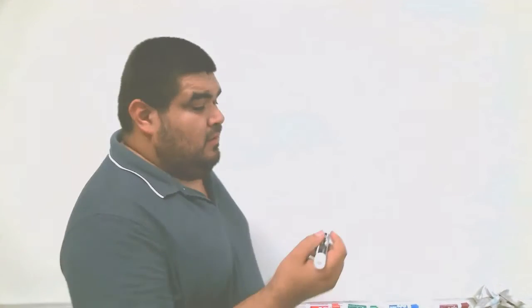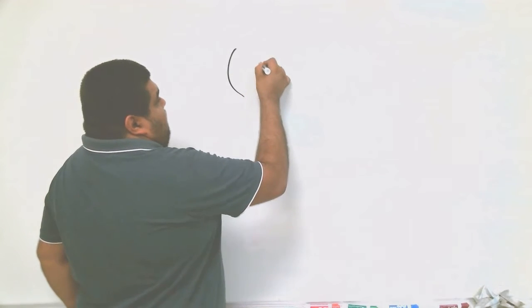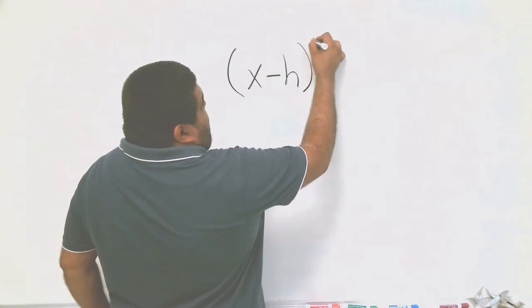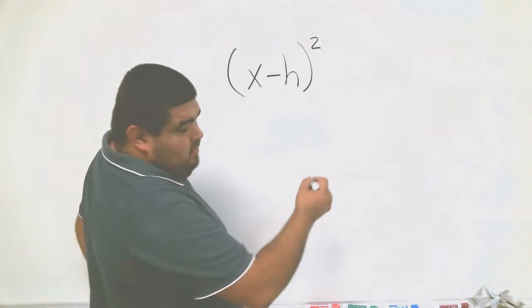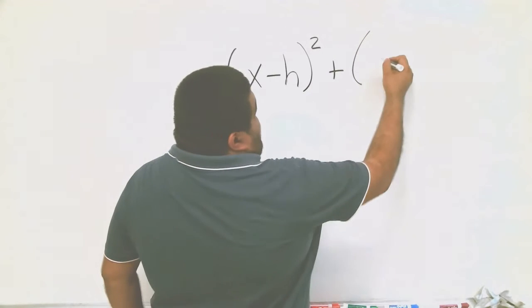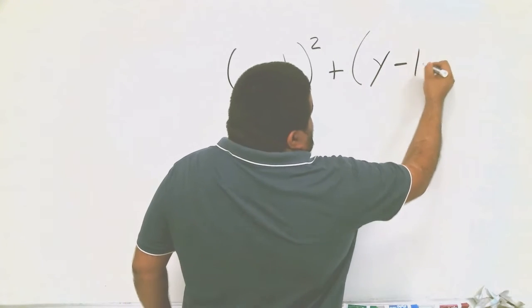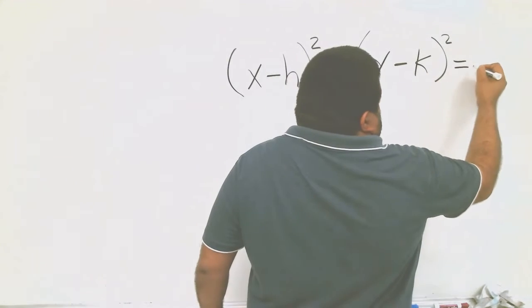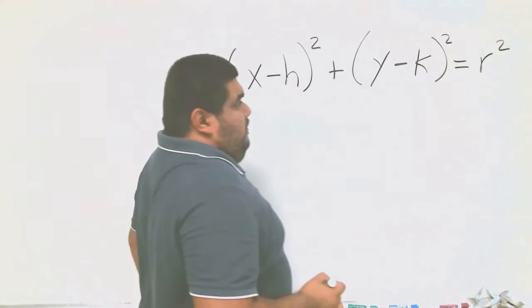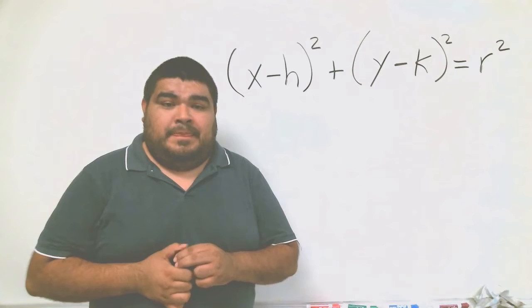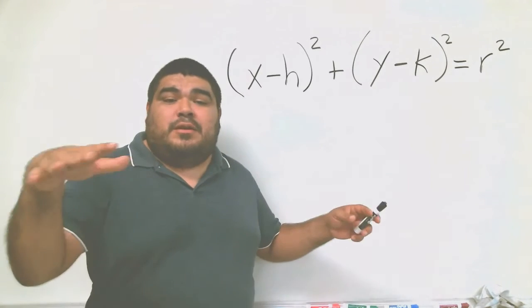All right, guys, the equation you're going to need for today is parentheses x minus h close parentheses squared, plus parentheses y minus k squared, equals r squared. Okay? That is the equation we're going to use today. All you have to do today is get familiar with that equation.